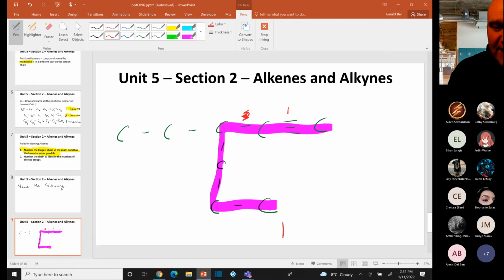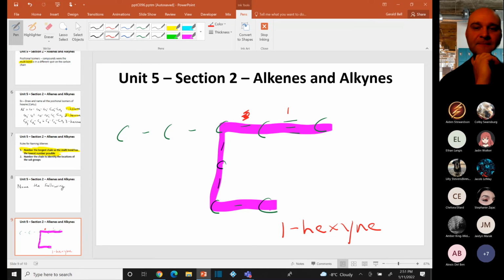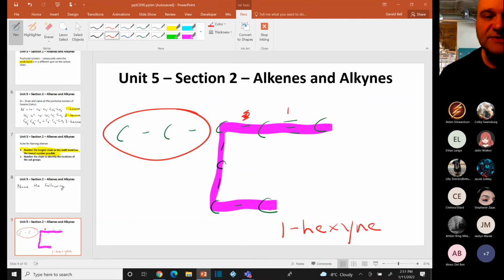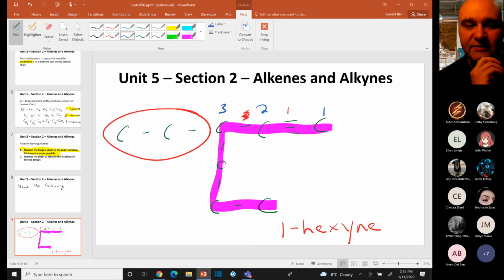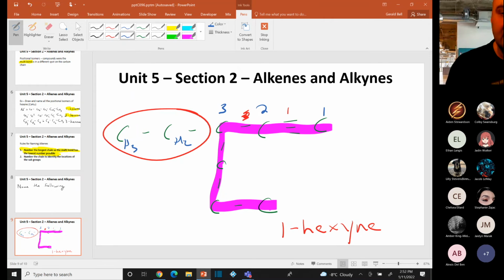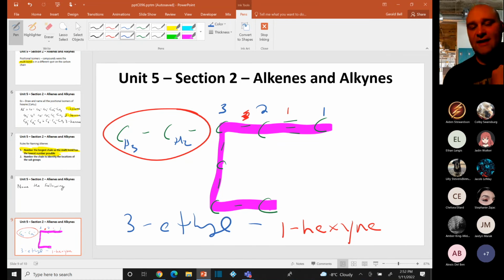Because we would call this one a 1-hexyne. The yne represents the triple bond. And we have a substituent over here. I know I left the hydrogens off. What carbon is this off? Well, that would be our first carbon, that would be our second carbon, that would be our 3rd carbon. So this should be an ethyl group off the 3rd carbon. So 3-ethyl-1-hexyne.